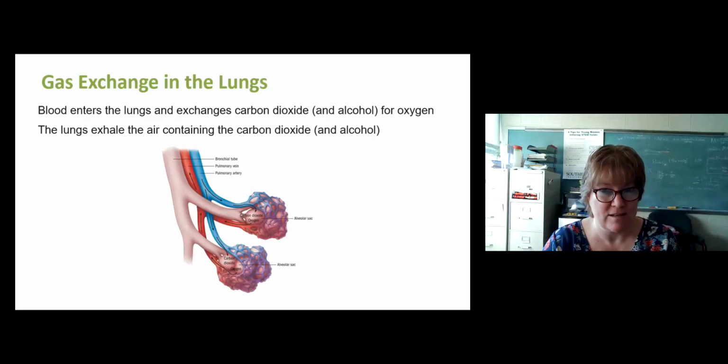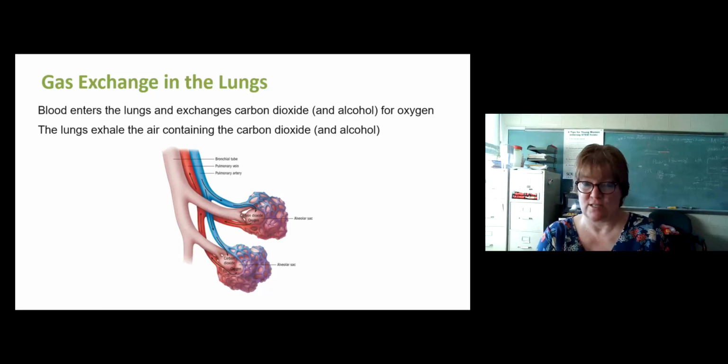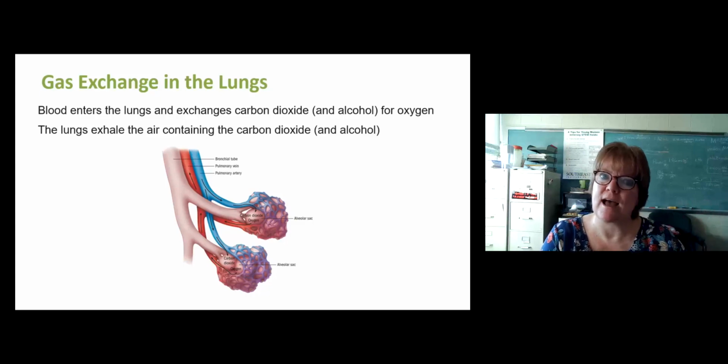Alcohol is a liquid and carbon dioxide is a gas. But we also know if you put rubbing alcohol, which is not the kind we drink, on a tabletop, it will evaporate and some of it will turn into gas, and that's what's happening.